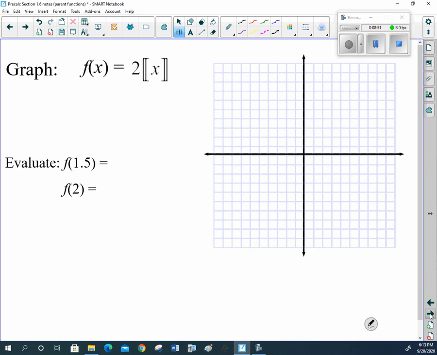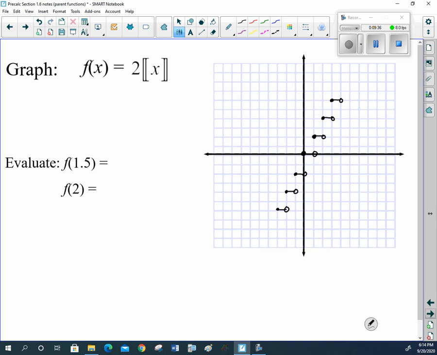Okay, this one says take your greatest integer step function and multiply it by 2. Remember, a 2 out in front is your a value, and that's going to stretch your graph vertically by 2. Normally we start right here with an open circle and go up 1 and do the same thing. But since I've got a 2 out in front, I'm going to go up 2, then open circle, up 2, open circle, up 2, open circle, and go the other direction, down to open circle.